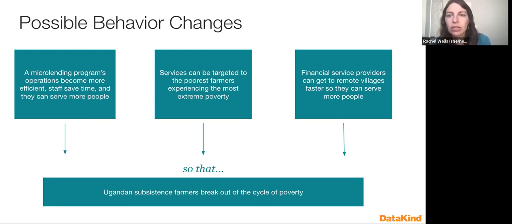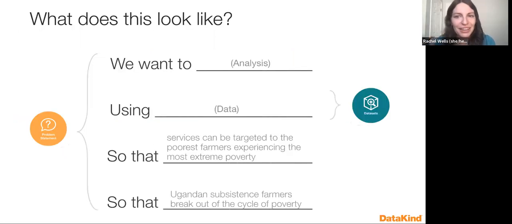Or maybe services could be targeted better to the farmers that are experiencing the most extreme poverty. That's the middle option. Or maybe financial service providers need to be able to get to remote villages more quickly so they can serve more people. So all of these potential behavior changes map to the ultimate impact of subsistence farmers breaking out of the cycle of poverty. So these are all options of things that could go in the problem statement.